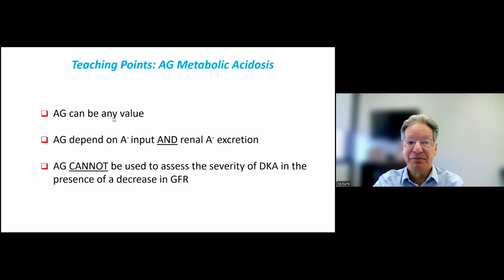So the anion gap can be any value in ketoacidosis, remember, for a given production rate. And it depends on the input and the renal excretion. And it cannot be used to assess the severity of DKA in the presence of a decrease in GFR.